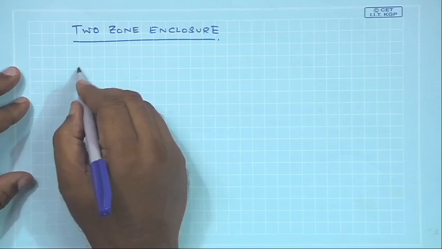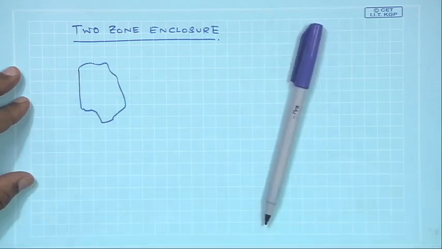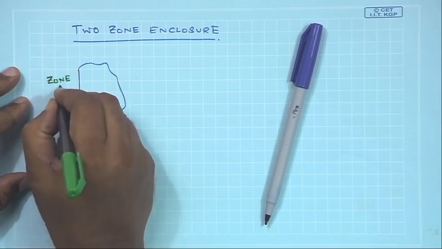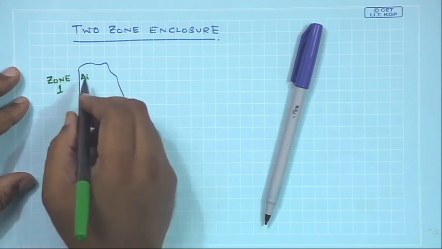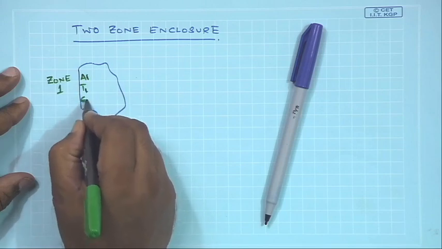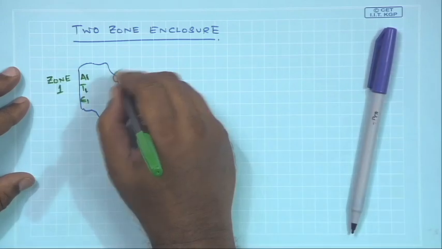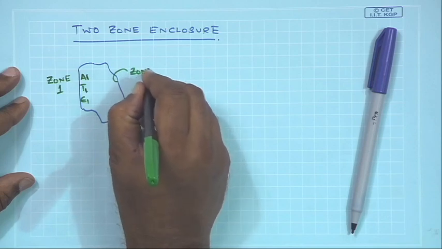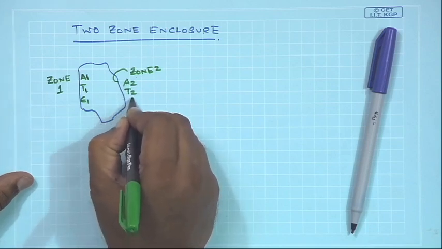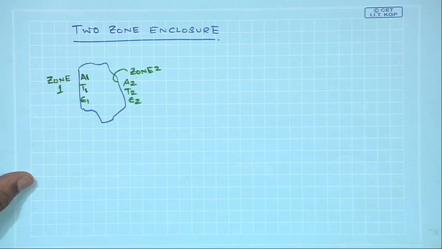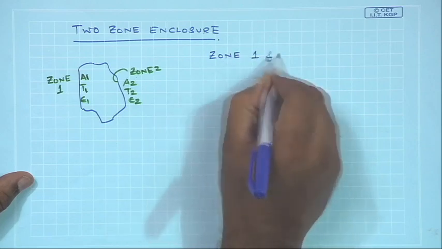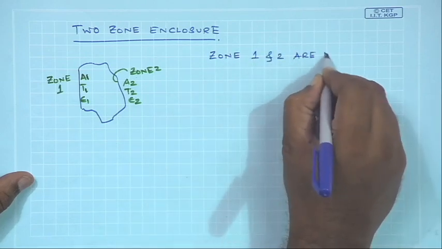and this is my zone 1, where the area is A 1, it is at a temperature T 1, and the value of emissivity is epsilon 1. The rest is zone 2, which again has area A 2, the temperature T 2, and the emissivity is epsilon 2. So, zone 1 and 2 are maintained at constant temperatures.